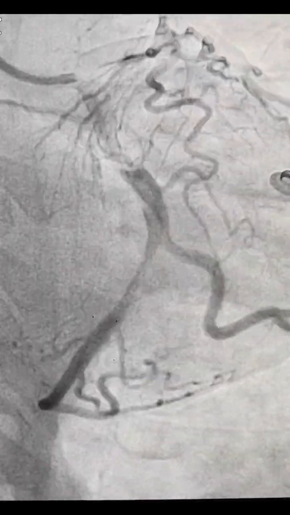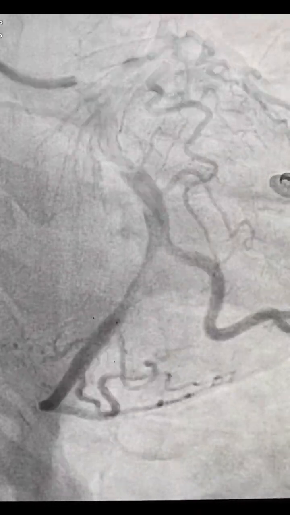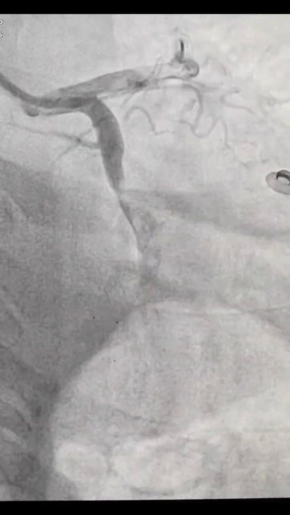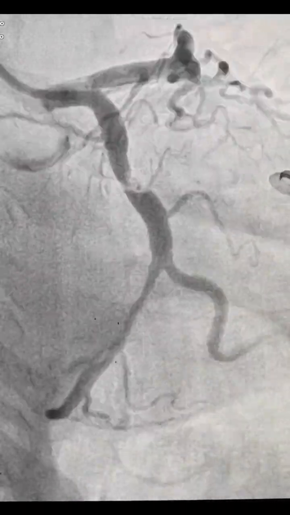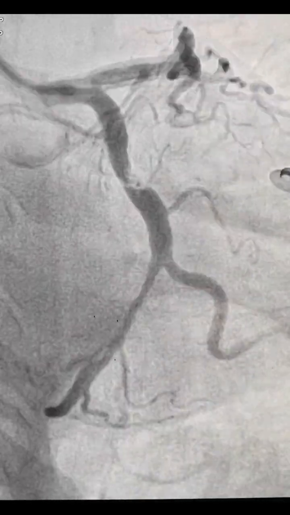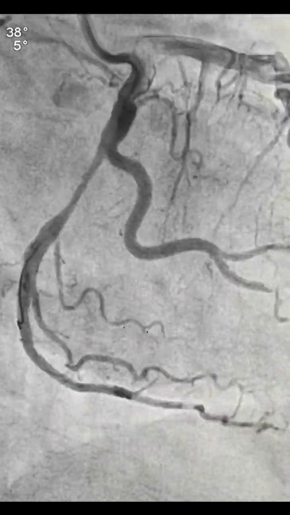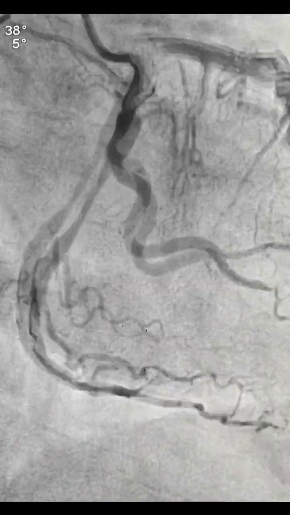This was the right radial route with this JL catheter, because you can see the short LM was there, so it would be wise to use the JL catheter. We started with this right radial route and this JL catheter, and this was the BMW PTCA wire. It was a cinch to cross the wire.